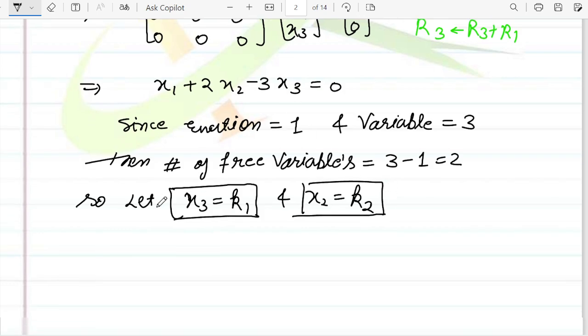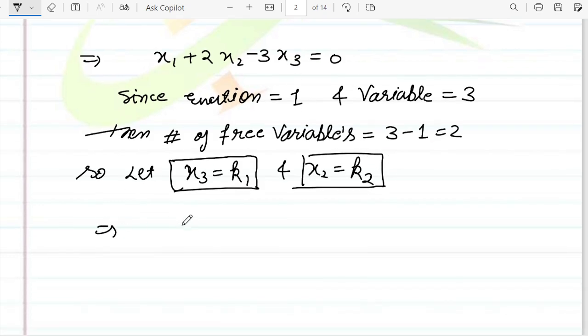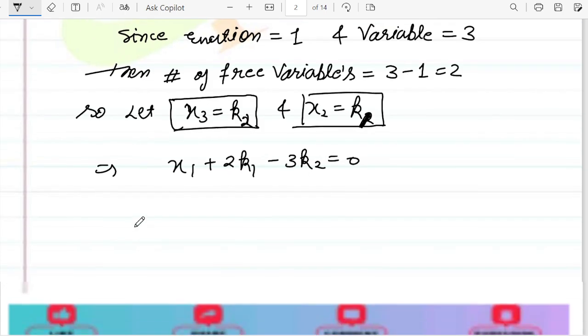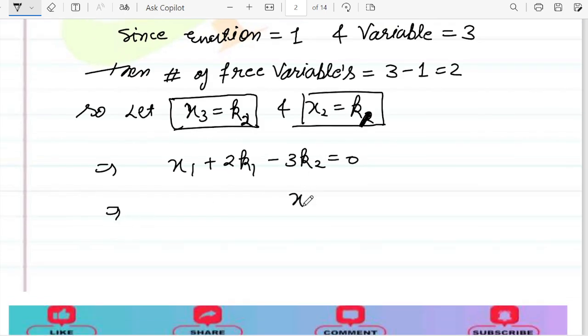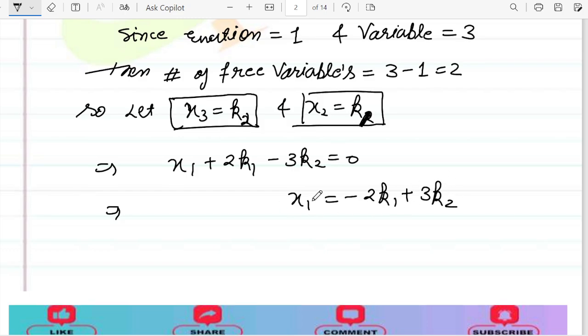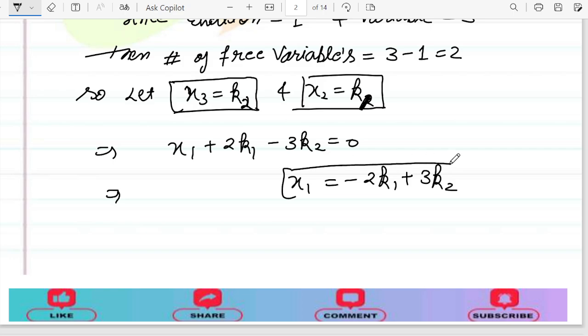Right? Next, putting the value in the equation. Therefore, x1 plus 2, इसको k2 लिख लो, इसको k1 लिख लो, तो अच्छा लगेगा. k1 minus 3 into k2 is equal to 0. That is x1 is equal to minus 2 k1 plus 3 k2. राइट, ये आपकी सारी वैल्यूज है.